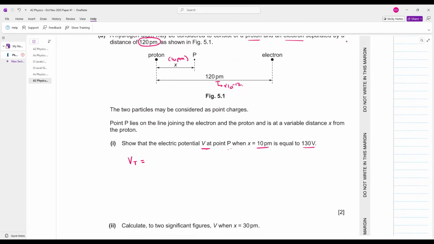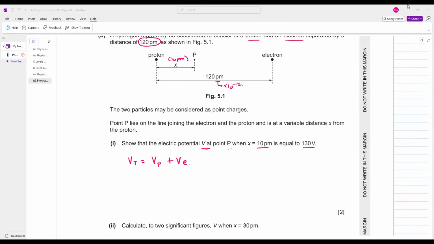How will you calculate the total electric potential? Total electric potential is equals to the electric potential due to the proton plus the electric potential due to the electron. Simple. Now, please focus on the board. Focus on the board very carefully. This is very important. If you have to calculate the electric potential due to the proton, how will you do that? Geniuses, any ideas? Yes, any sensible ideas?